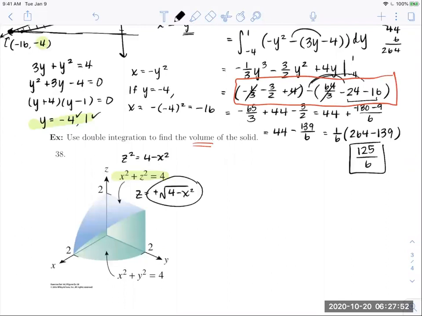This expression is going to serve as our integrand. So when we're setting up volume double integrals, the integrand is always the surface that's bounding the volume that you're trying to find. So what I have so far is I want a double integral of 4 minus x squared dA.